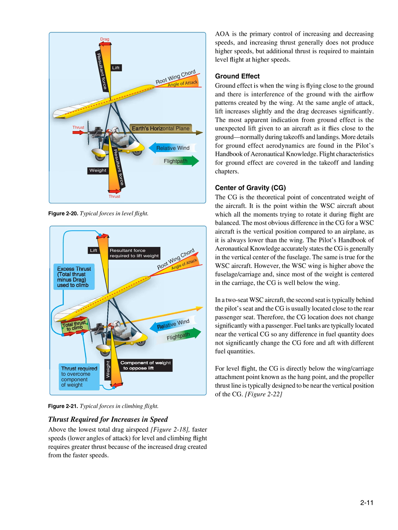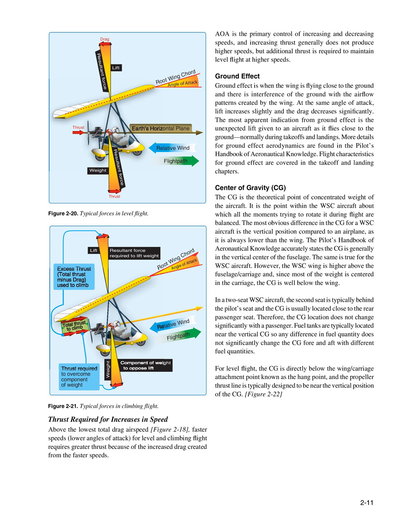The Pilot's Handbook of Aeronautical Knowledge accurately states the CG is generally in the vertical center of the fuselage. The same is true for the WSC aircraft. However, the WSC wing is higher above the fuselage/carriage and, since most of the weight is centered in the carriage, the CG is well below the wing. In a two-seat WSC aircraft, the second seat is typically behind the pilot's seat and the CG is usually located close to the rear passenger seat.